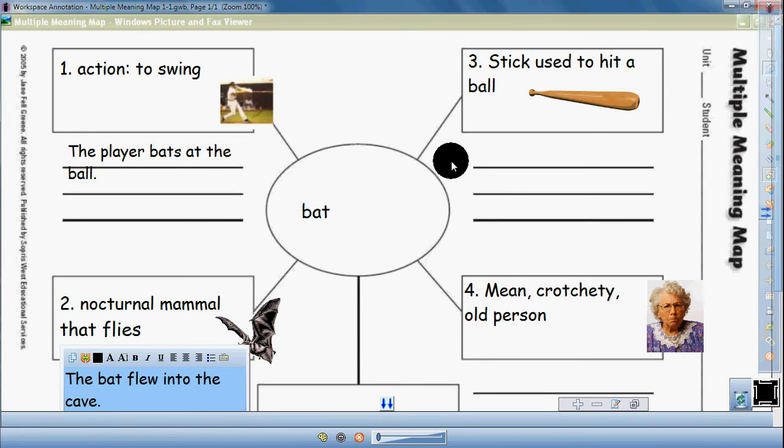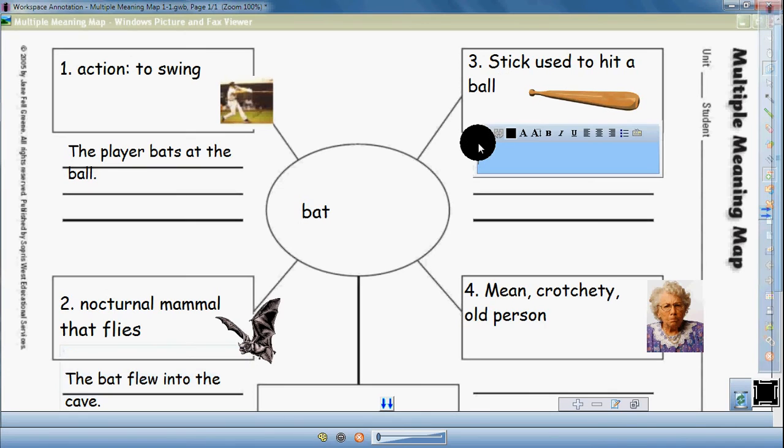Let's look at the third one. A stick used to hit a ball. You can see the player bats at the ball. That's the verb. This is the noun of the same thing. Okay? So, let's write a sentence for that one. He uses a bat to hit the baseball.